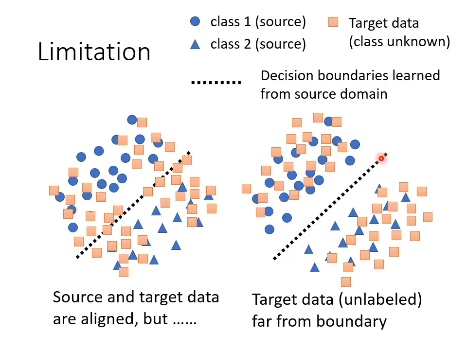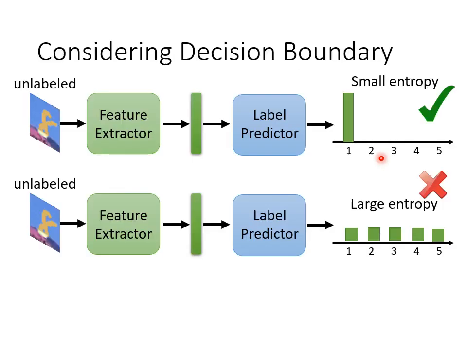How to keep the square away from this decision boundary? There are many different methods in the literature. You can refer to the literature and see what kind of method is better. For example, one of the easiest ways is this. We have a lot of unlabeled pictures. Feed pictures to the feature extractor, and then feed to the label predictor. Although I don't know which category it is, I hope it is as far away from the boundary as possible.